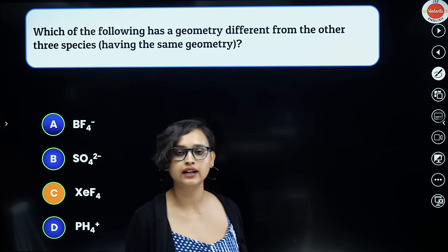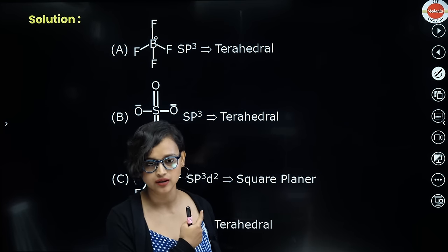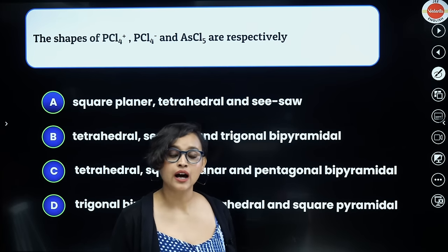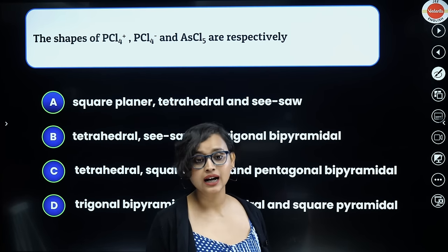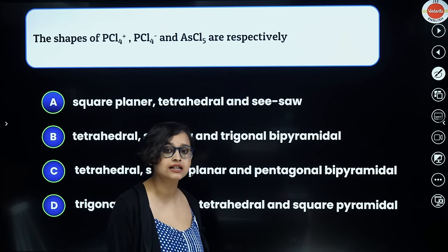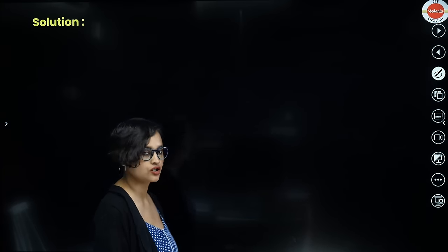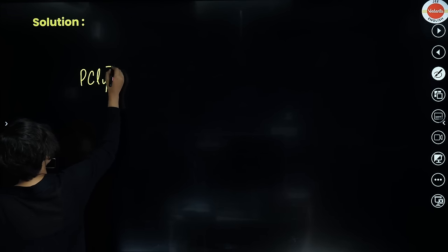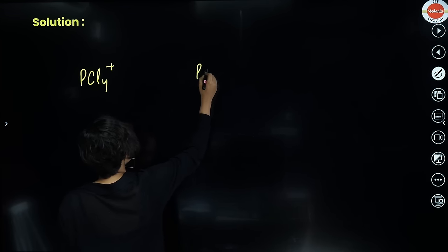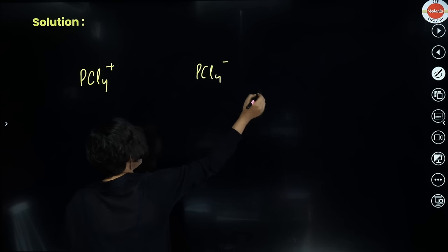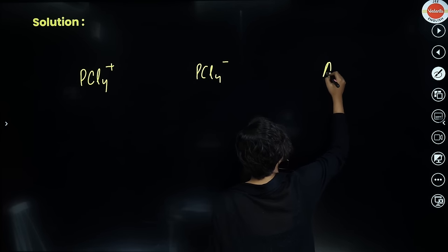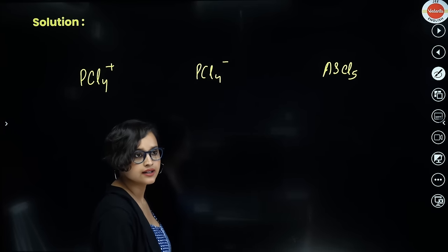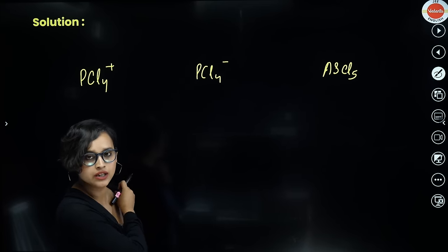All right, guys. Moving on then. Oh, the solution is here also. This is a cleaner diagram if you want. You can check it out. Now we have PCl4 plus, PCl4 minus and AsCl5. What do we have? PCl4 plus, PCl4 minus, and we have AsCl5, right?